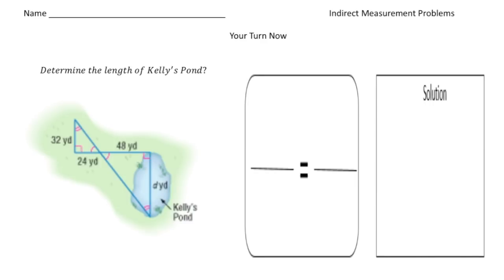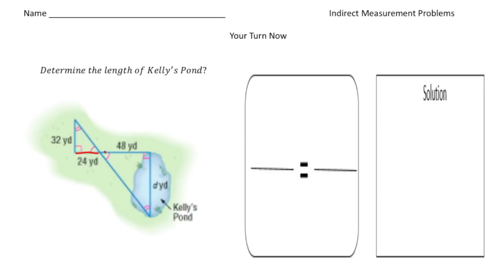Alright, welcome back. Let's do this practice problem. So here we're trying to figure out what's the length of Kelly's pond. And we have two triangles, and these triangles are similar. So we have to come up with the ratio of corresponding sides to write a proportion to solve for the length of D.